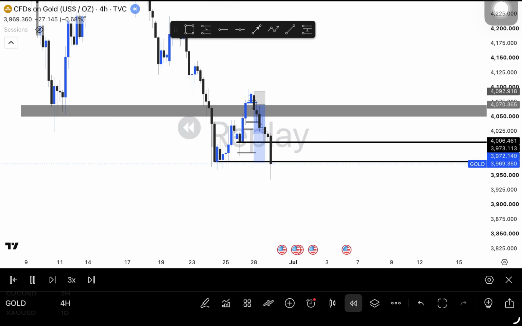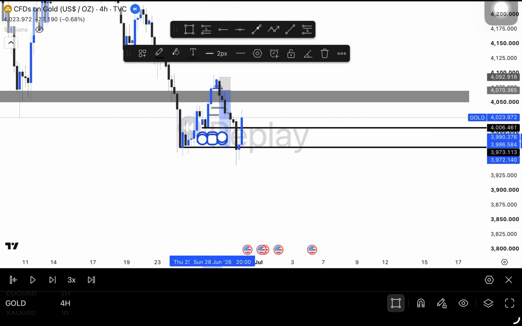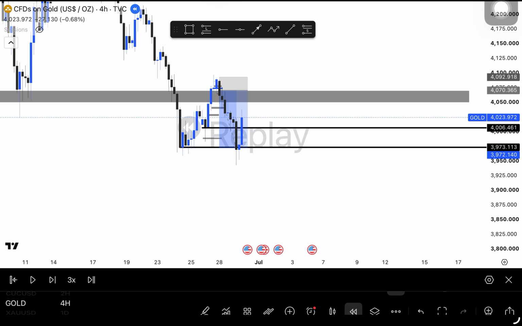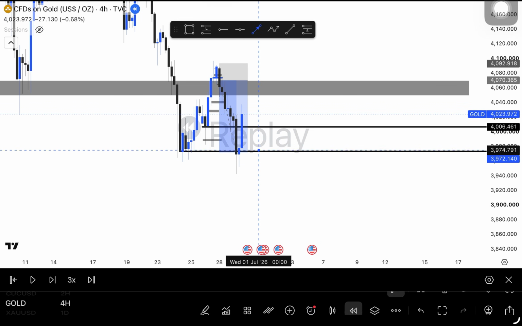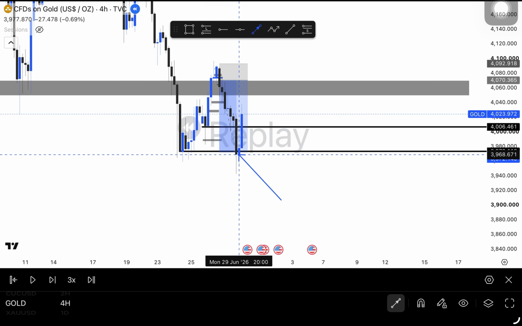And then price gave me this right here. And so this was full TP hit right here. Yeah, this is full TP hit right here. So wait, no, not right here. This is first TP, second TP. So full TP hit right here.